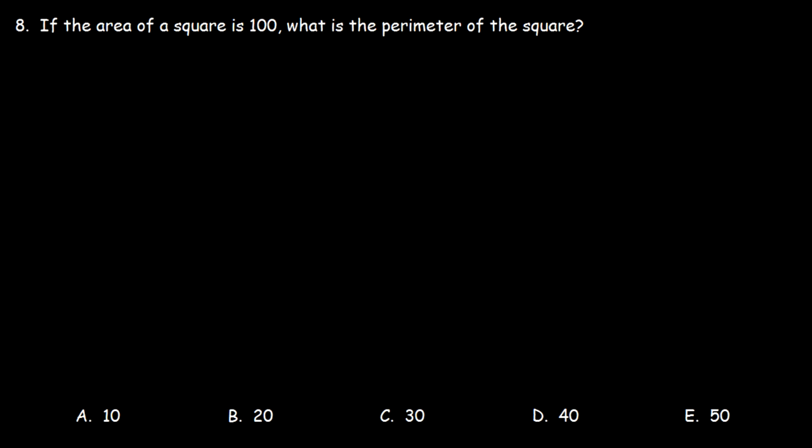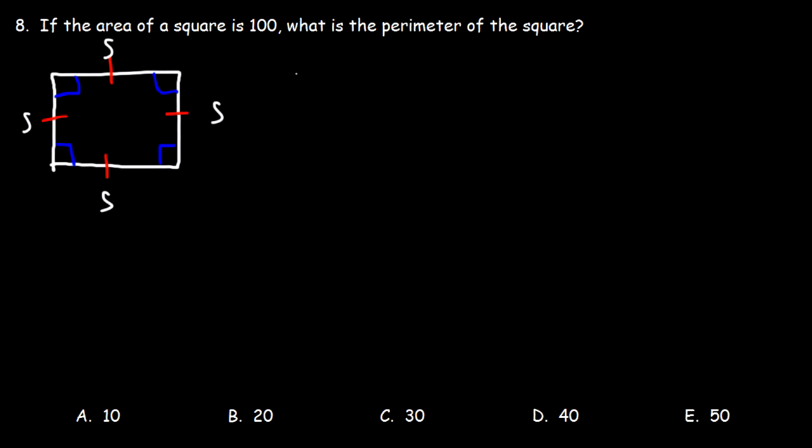Number 8. If the area of a square is 100, what is the perimeter of the square? So let's draw a square. You need to know that all 4 sides of a square are congruent. And every angle in a square is 90 degrees. So let's say that the side length is S. The area, therefore, is length times width, or S times S. So the area is side squared.